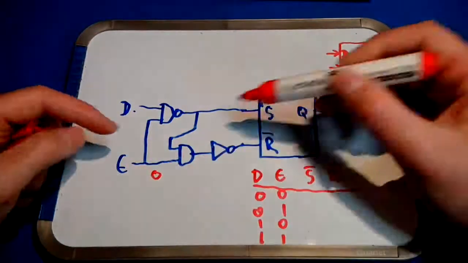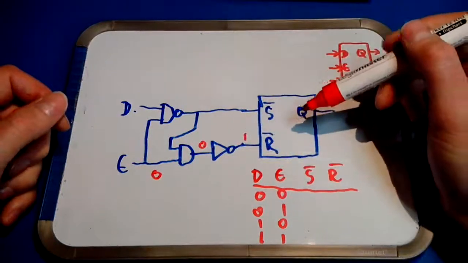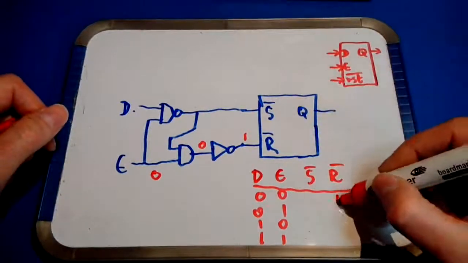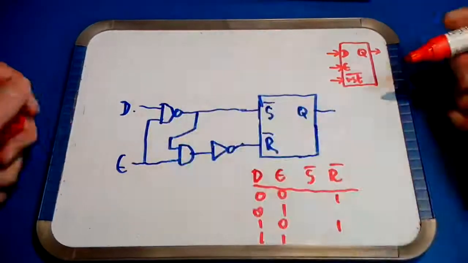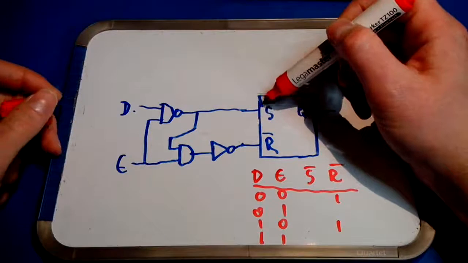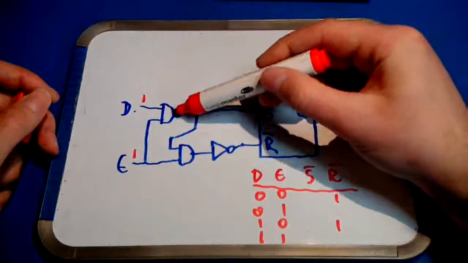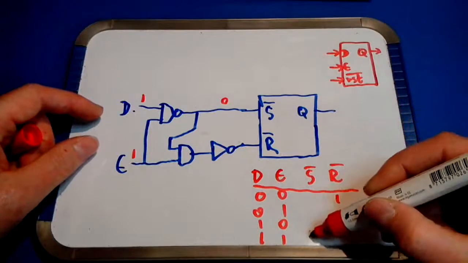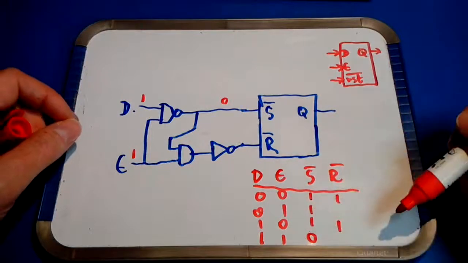If input E is 0, because this is an AND gate, the output of the AND gate is always 0, and the output after the inverter is always 1. In other words, if E is 0, R over bar is always 1. Furthermore, the S over bar input is only 0 if both D and E are 1, because this is a NAND gate. So if D and E are 1, S over bar is 0, and in all other cases S over bar is 1. So we can write that.